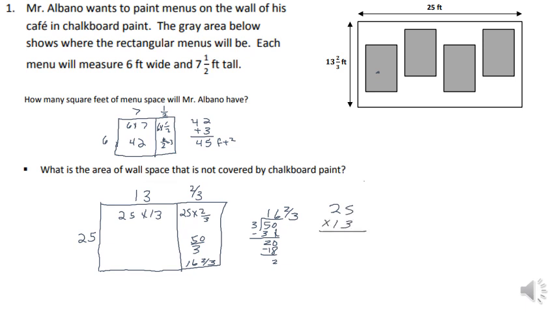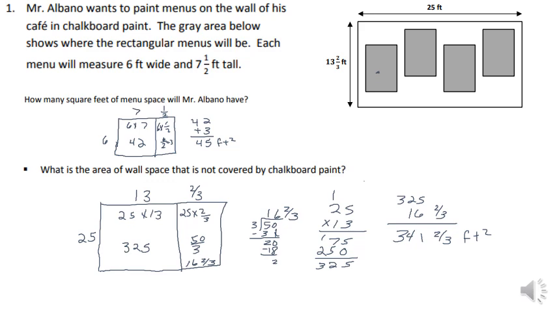Now we've got to do 25 times 13. 3 times 5 is 15, 3 times 2 is 6, plus 1 is 7. Put our placeholder with a 5 and a 2, and we got 325. So this area here is 325. So the total area is going to be 325 plus 16 and 2/3, which is 341 and 2/3 feet squared.